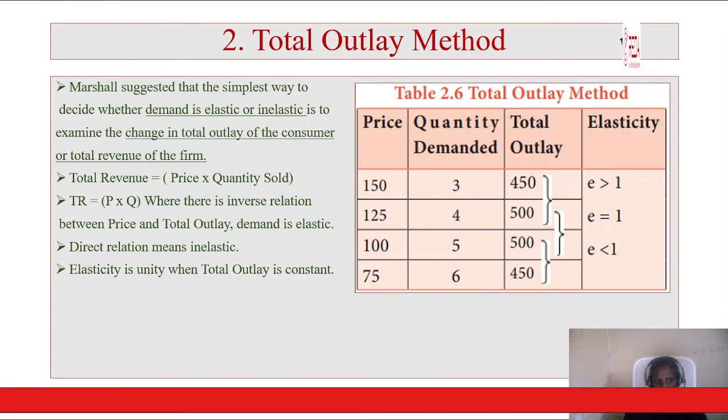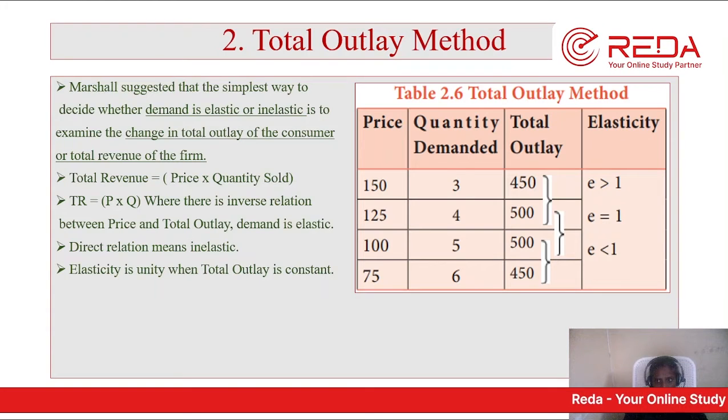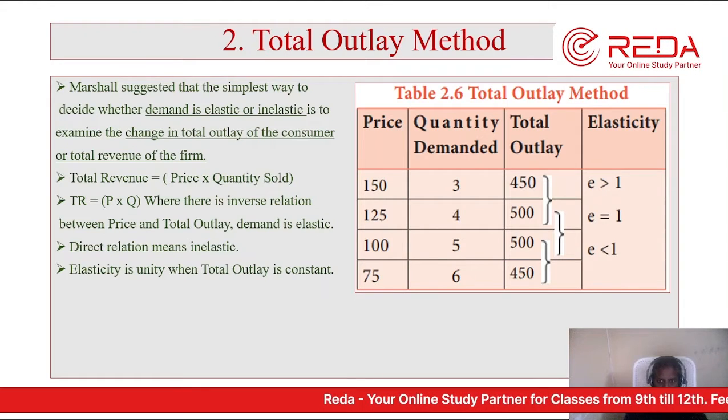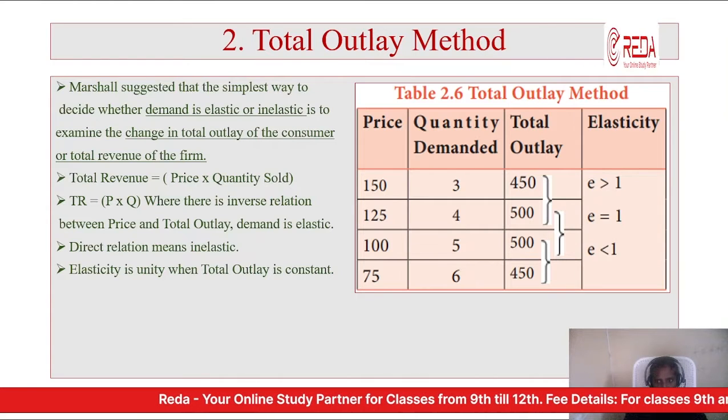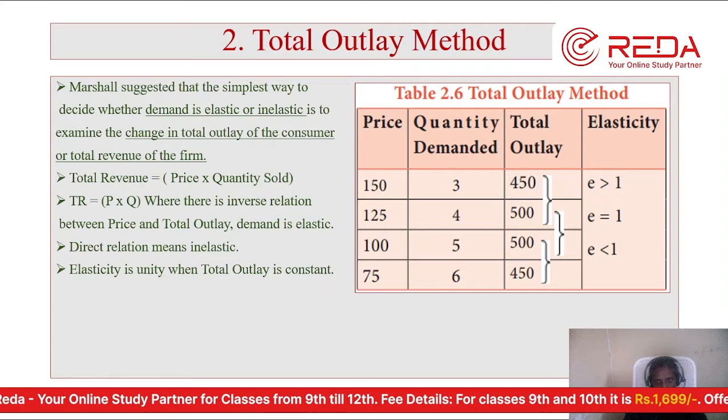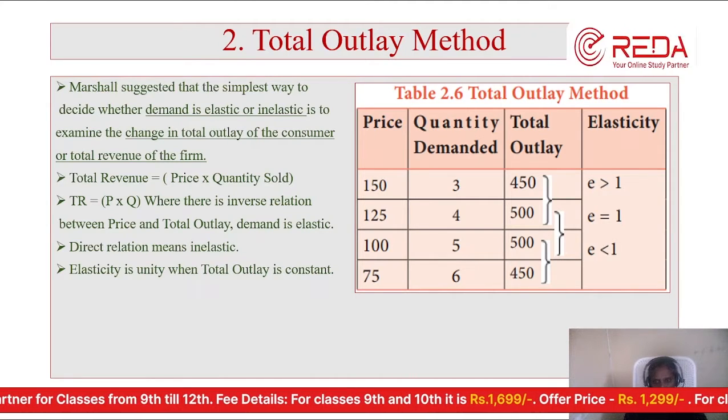Okay, if the elasticity is greater than 1, what will it be? An elastic one. If it is lesser than 1, inelastic one. If it is equal to 1, what will happen? The elasticity is unitary. So this is a very important concept, and here with the example he is explaining the total outlay method.